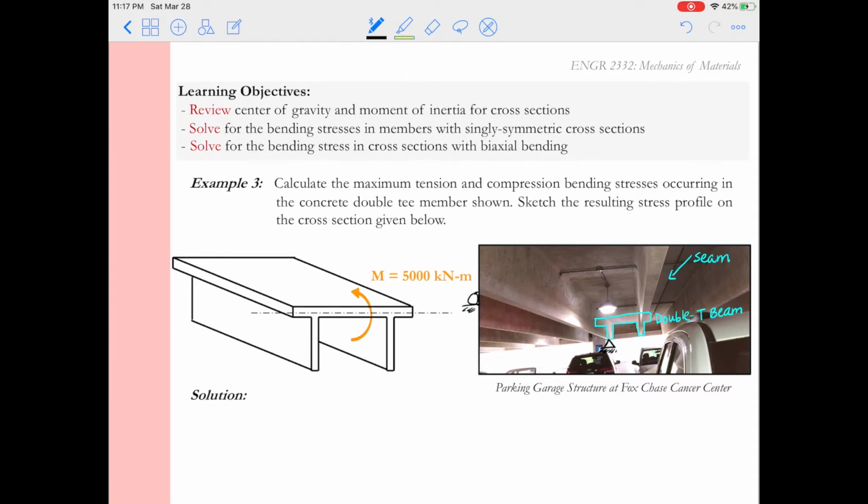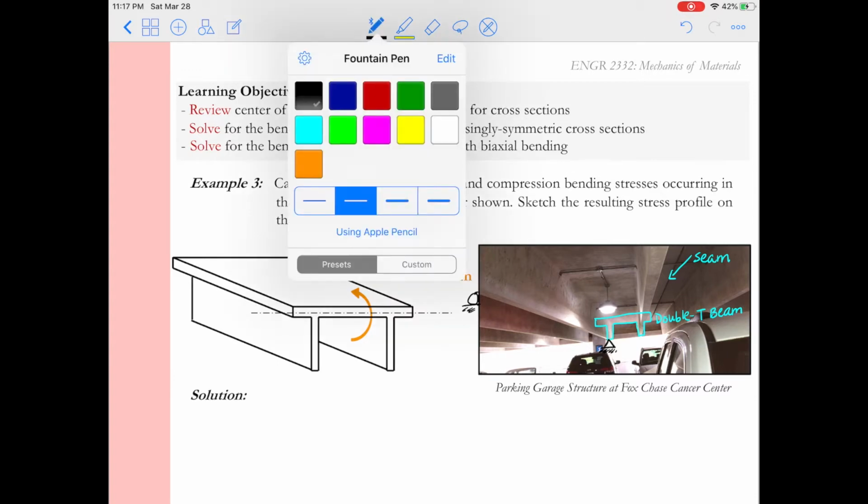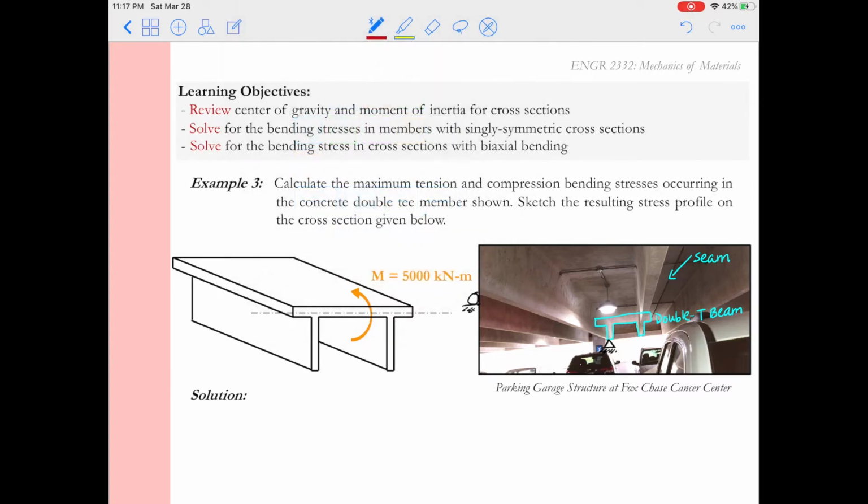So this beam, with load from the concrete floor and all the parking above it, will be bending downwards, and from what we learned about bending stress, we know that then along the bottom fiber of the beam we will get tension, and then we'll see our compression on the top portion of that beam.